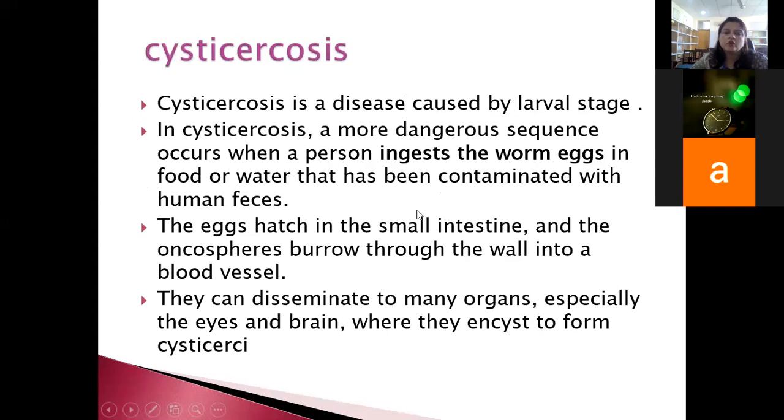Cysticercosis is a disease caused by the larval stage, and in cysticercosis a more dangerous sequence occurs when a person ingests the worm eggs in food or water contaminated with human feces. The eggs hatch in the small intestine, and the oncospheres burrow through the wall into a blood vessel. They can disseminate to many organs, especially the eyes and brain, and they encyst to form cysticerci.